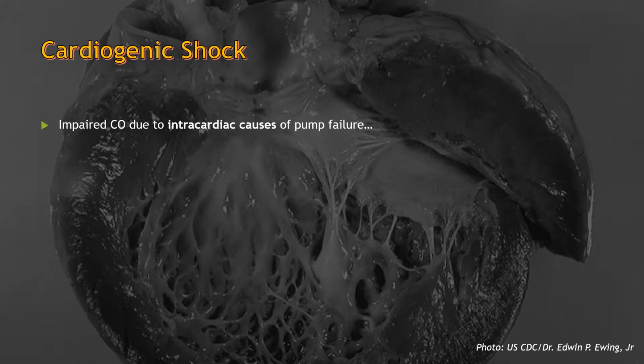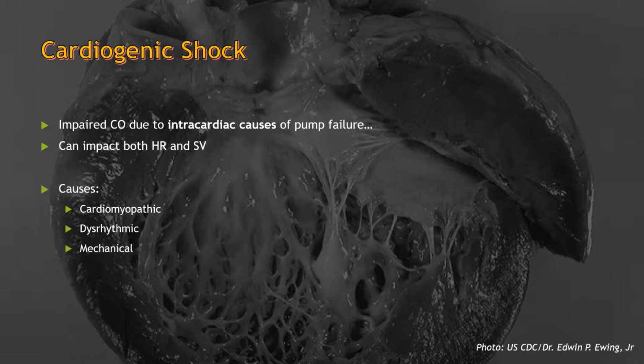Cardiogenic shock is where you have impaired cardiac output due to intracardiac causes of pump failure. And these, cardiogenic and obstructive, do have some pathologies which some people put under one category and some people put under the other category. This is probably the main one where you get a bit of blurring, but you often see issues or pathologies within the heart itself that are leading to pump failure, and this can impact both heart rate and stroke volume. And the causes for this can be cardiomyopathic, dysrhythmic, or mechanical in nature.